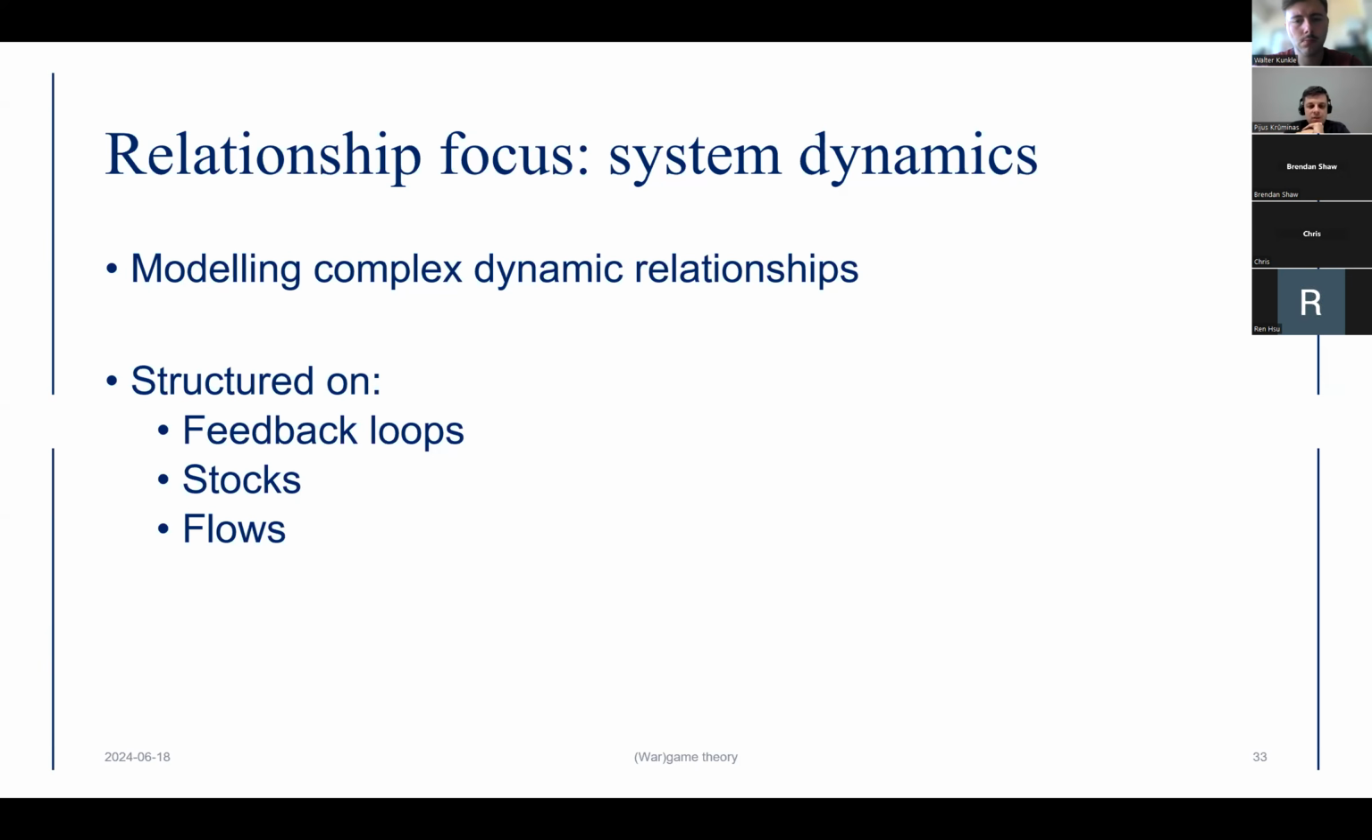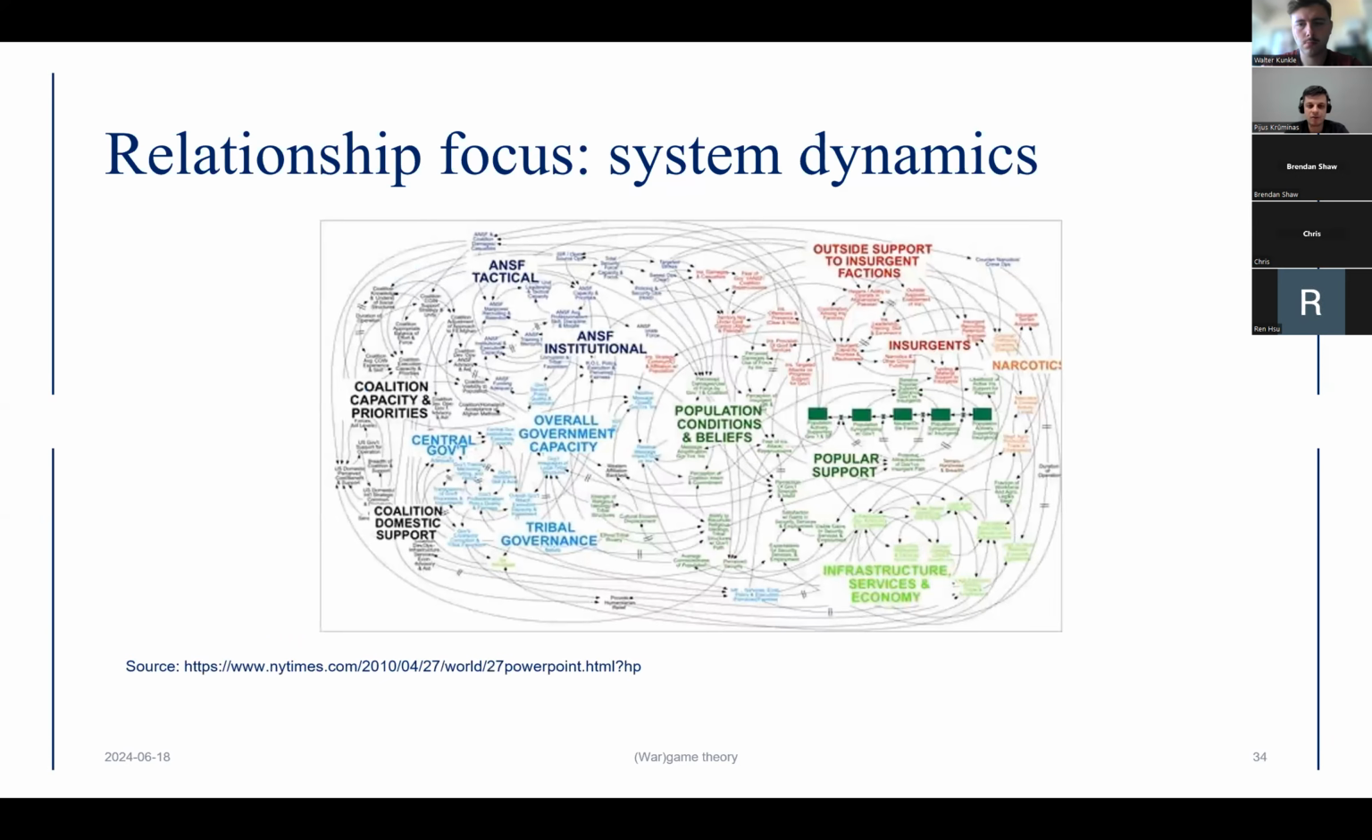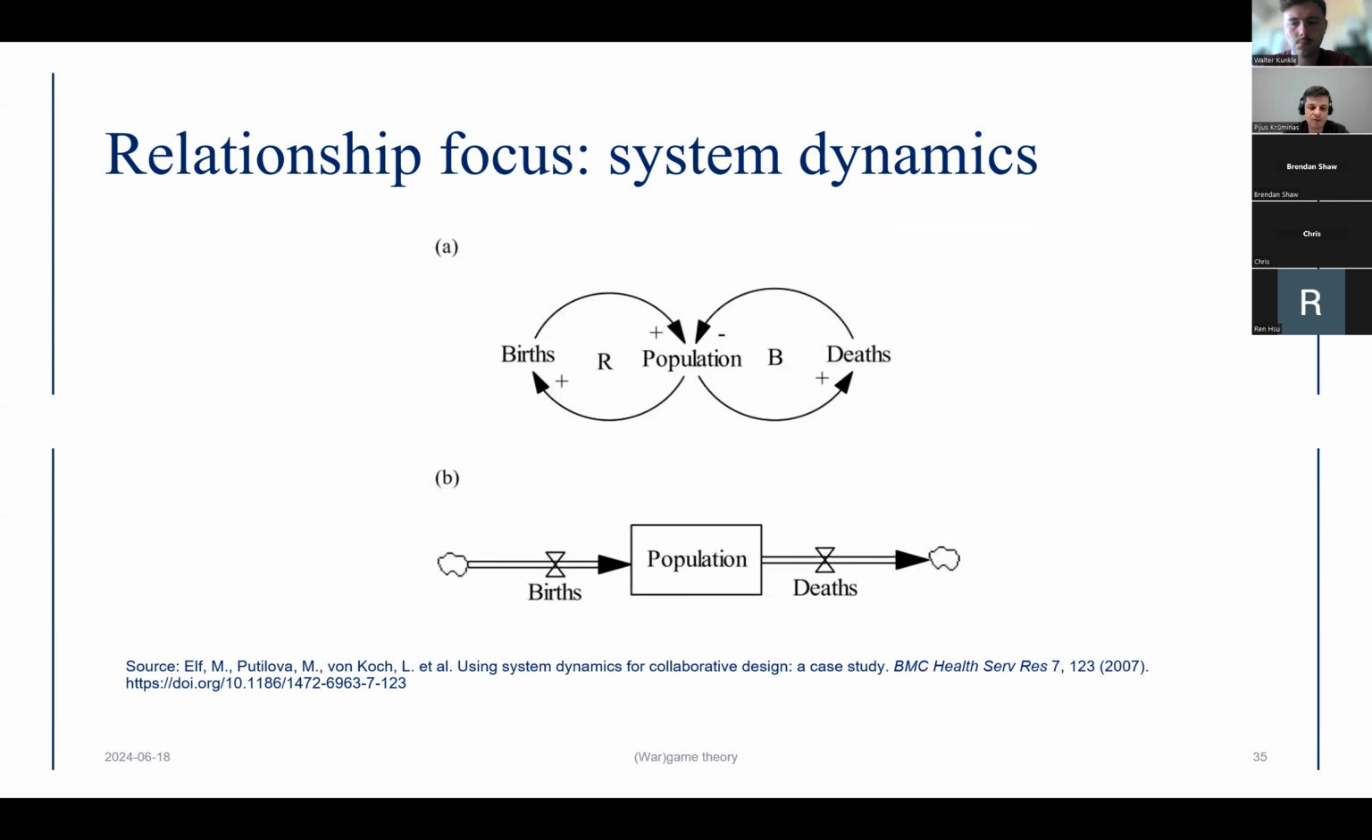Now, system dynamics look at things a little bit differently because they look at feedback loops, stocks, and flows. And if you've ever seen this graph, and I think you might have, that's the infamous graph about the US policy in Afghanistan and all the different related factors. That's something akin to a system dynamics model, but to very simplify it, this is how it could look.